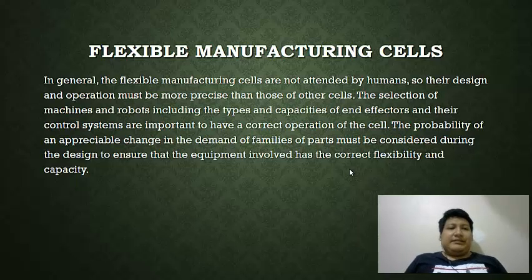Flexible manufacturing cells. In general, the flexible manufacturing cells are not attended by humans, so their design and operation must be more precise than those of the other cells. The selection of machines and robots, including the types and capacities of the end effector and their control system, are important to have a correct operation of the cell. The probability of appreciable change in the demand of families of parts must be considered during design to ensure that the equipment involved has the correct flexibility and capacity.